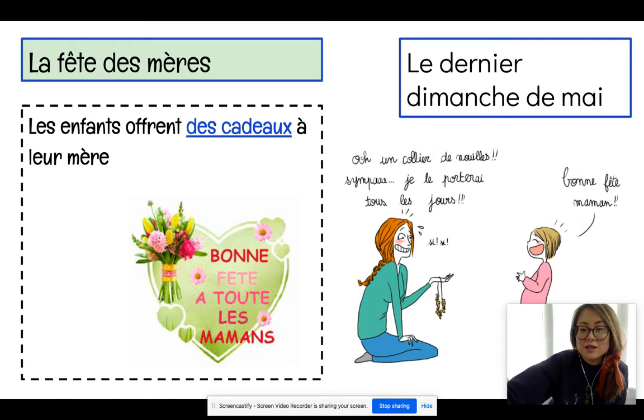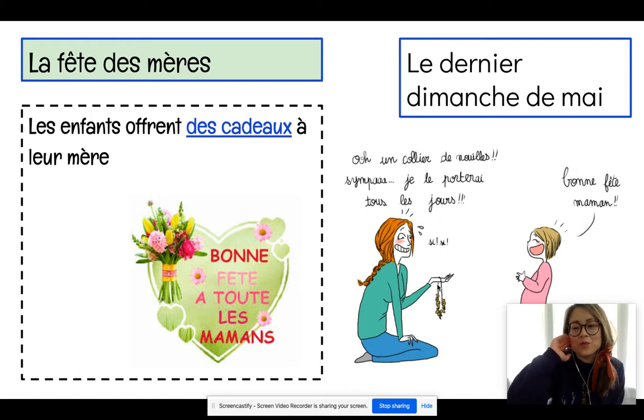Le dernier dimanche de mai. So in France, it's the last Sunday in May. I like this cartoon because the mom, if you can't read the words, says, "Ooh, un collier de nouilles sympa, je le porterai tous les jours." So she's like, "Oh, this little macaroni, like a noodle necklace."